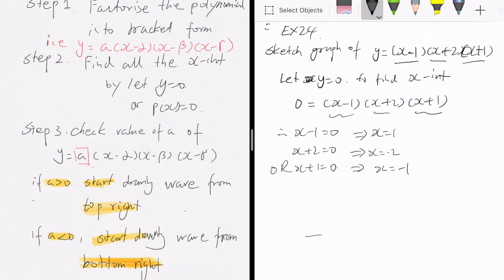Now I'm about to draw the x-intercepts. So I have 1, and negative 2, and I also have negative 1. Here are my three x-intercepts, so I finished step 2. Now step 3, check the value of a. Check the value of a over here in your factorized bracket form.